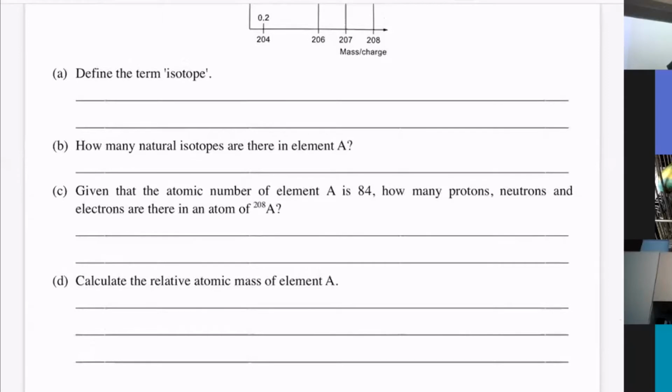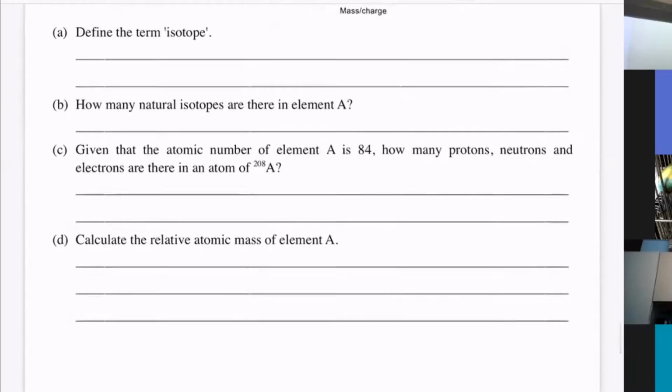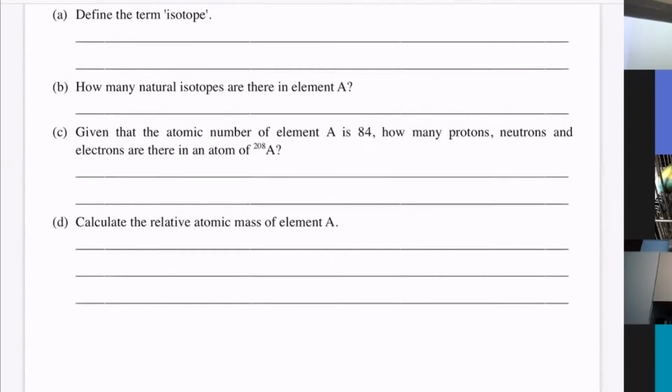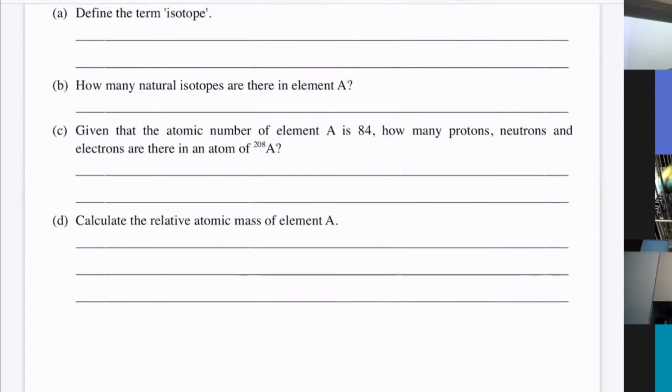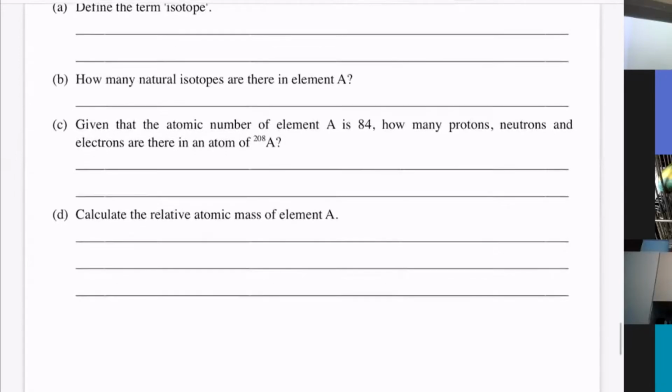Marcus? Hi Marcus, how many natural isotopes are there in element A from the graph, from the given information? Come on. Okay, 4. Yes, good. You could type in the chat box so everyone can see that, right? We just answer the question according to the information given to us.